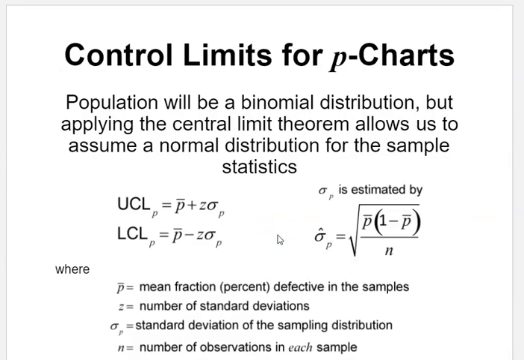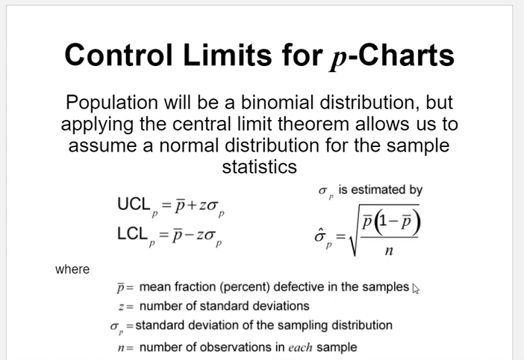So if you want to use a p-chart, p is proportion, so percent, right? The population will be a binomial distribution, but applying the central limit theorem allows us to assume a normal distribution for sample statistics. And since we are using a normal distribution, we can use the normal distribution formulas. So we can find p bar, which can be the average in percent, the mean fraction defective in the sample.